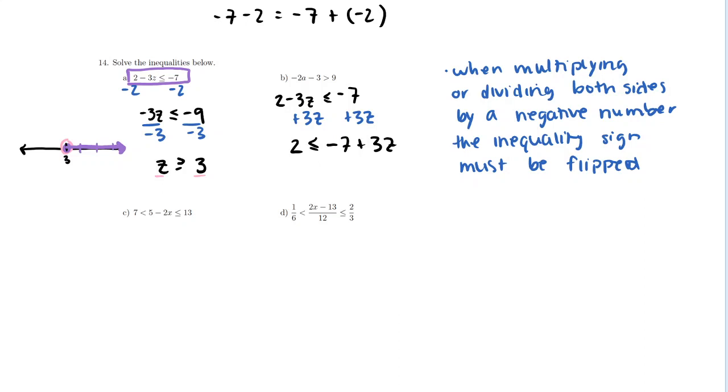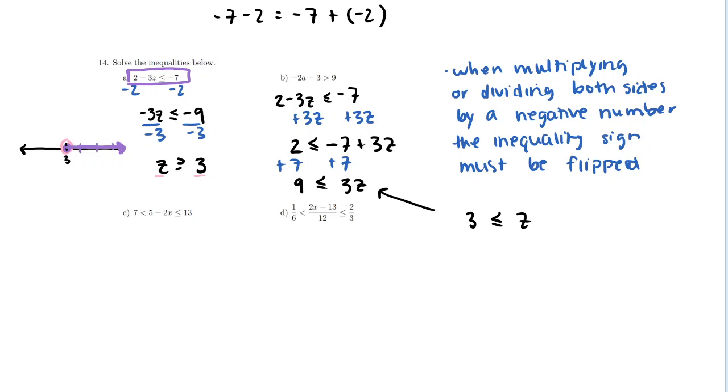And if I want to get z alone, I'm going to get rid of this subtraction of this negative 7. I'm going to add 7 to both sides, right? So it's going to be plus 7, and I get 9 is less than or equal to 3z. And then the last step here to get z alone, I would divide both sides by 3, giving me 3 is less than or equal to z.